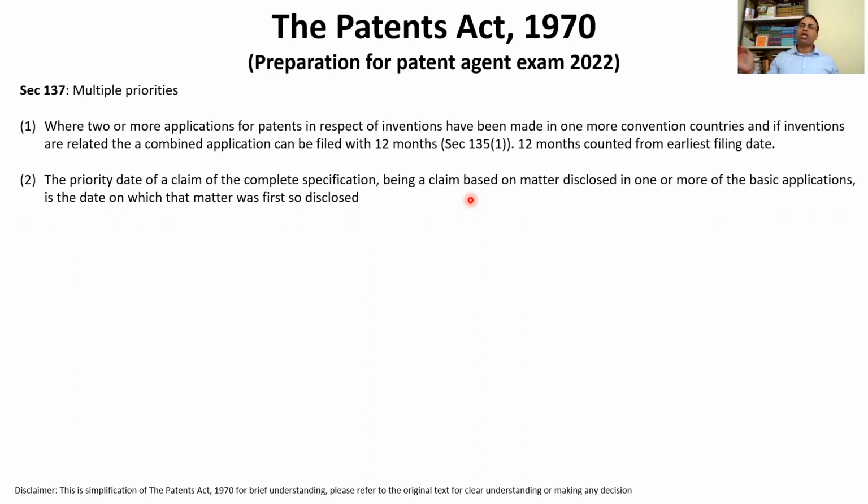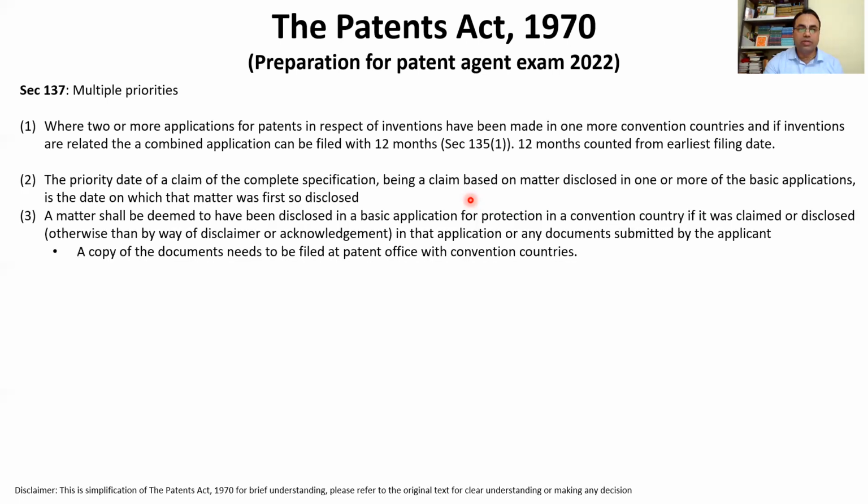But while checking the priority dates of those claims, it will depend on when the application was filed, not the earliest one. But 12 months will be counted from the earliest one. So this is the meaning. So when 3 applications are filed, you can combine these 3 applications. Whenever you read a patent, you can see the priority dates. Sometimes they mention 1 application, sometimes they mention 2, 3, or 4 applications. So these are mentioned. Okay. So this is the meaning.